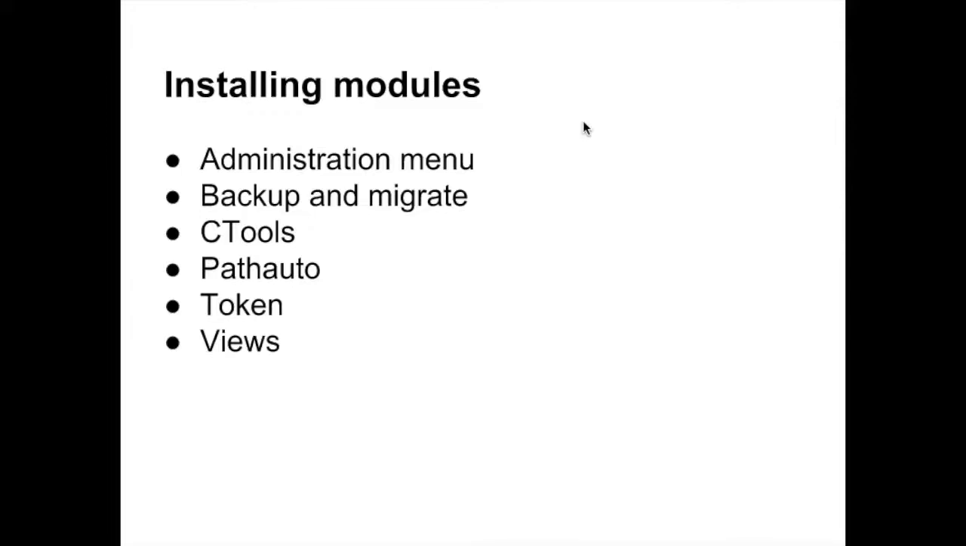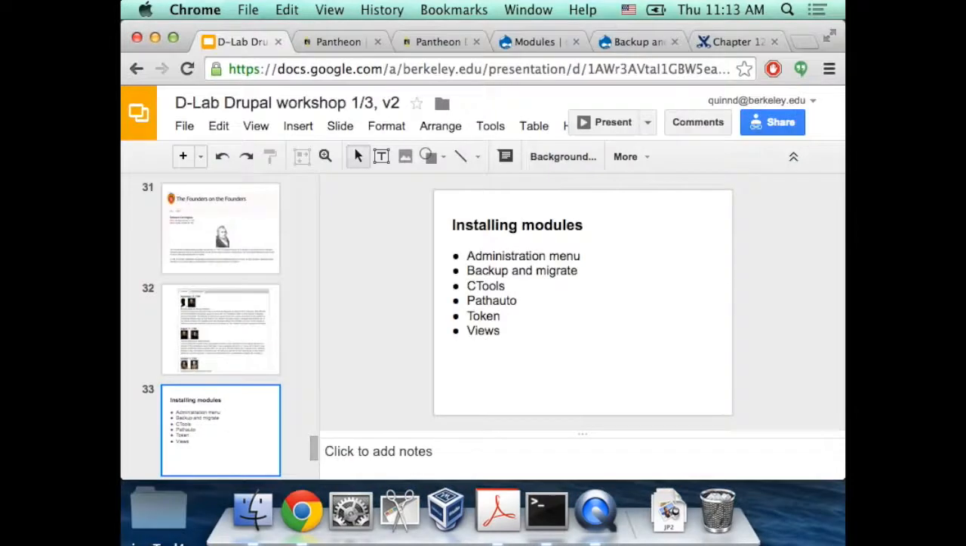And Path Auto rules will let you do things like, let's say you have a video content type, you can have the URL for those be like videos/the date you uploaded it/whatever the title is. It's kind of nice. Token is a module that lets you actually access little snippets of data, things like the title of the node, other metadata you've created, to use it for things like Path Auto. And Views, as we've talked about, is the module that lets you arrange and organize your data in a variety of ways.